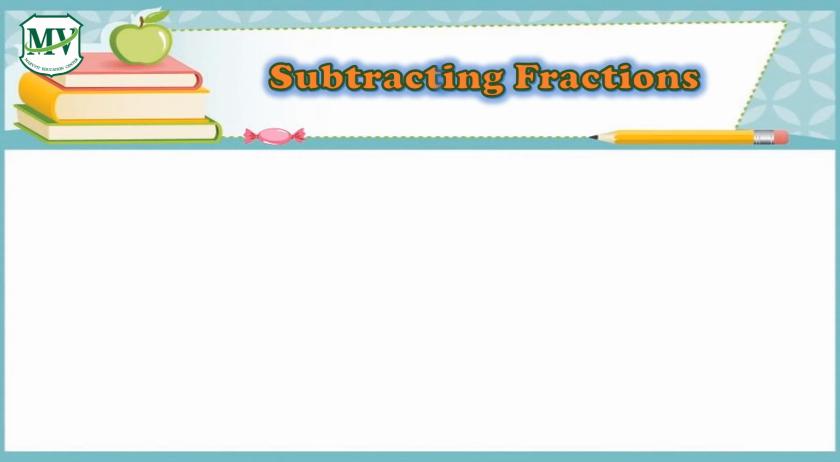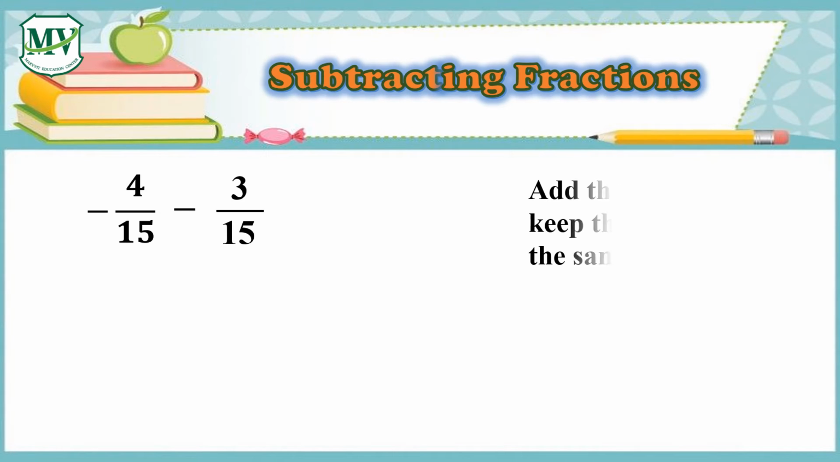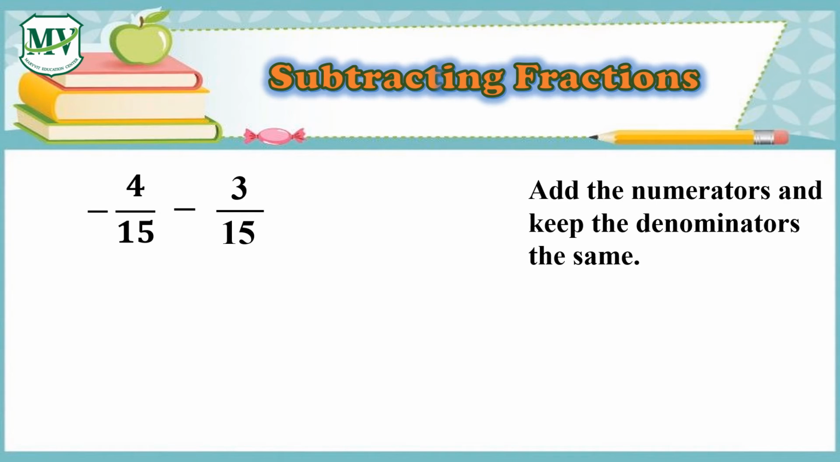Here's another example. We have negative 4 over 15 minus 3 over 15. How can we subtract these fractions? Notice that these fractions have a common denominator, and that's 15. Subtracting these fractions is just like adding two negative fractions. So to subtract these fractions, just add the numerators and keep the denominators the same.